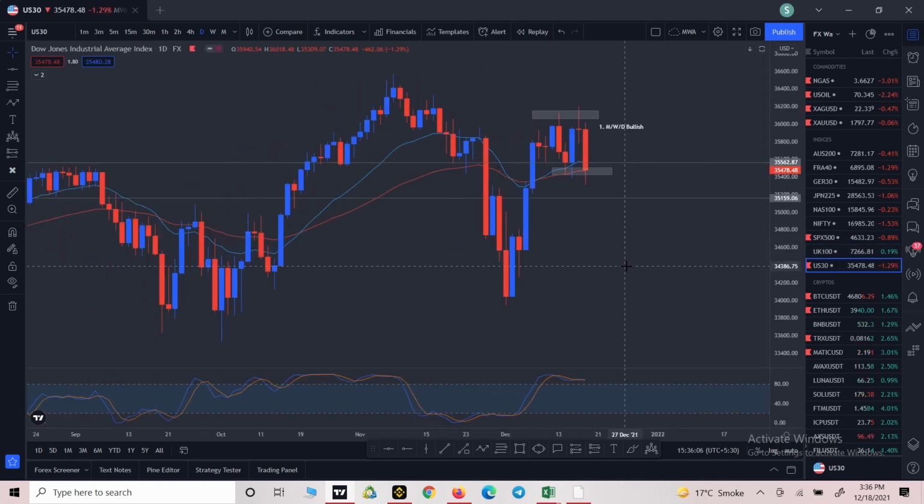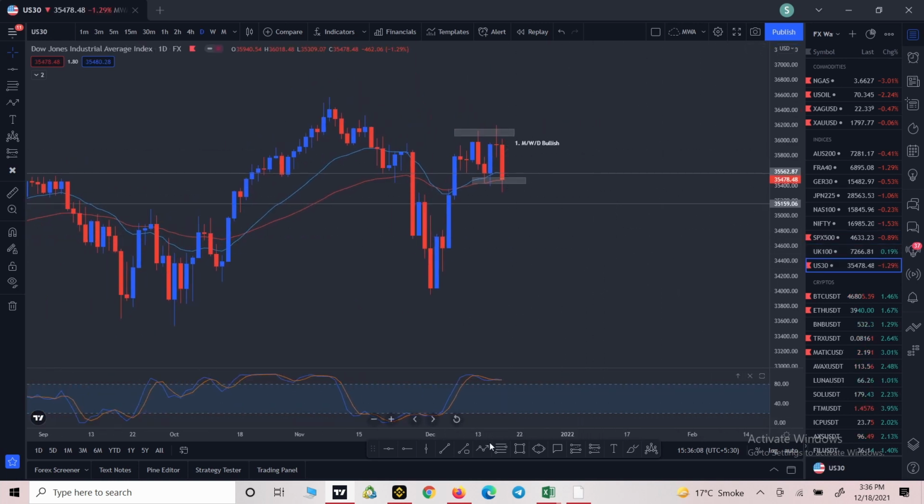If you talk about the US30, starting from here, we have the low, lower high, lower low, lower high, lower low, lower high, lower low, lower high, then a higher low, which is high as compared to the previous low. Then we made a higher high, higher low, higher high, lower low, and same we have the double top, and right now the price just broke and closed below the neckline of the double top.